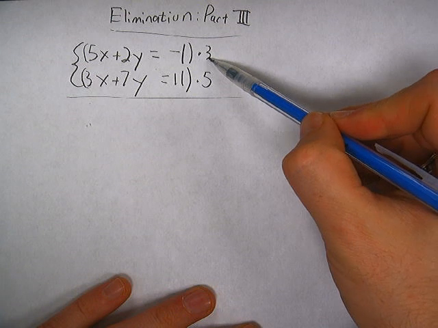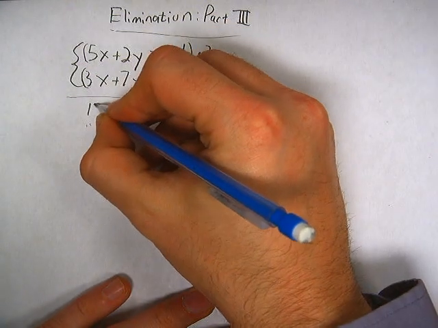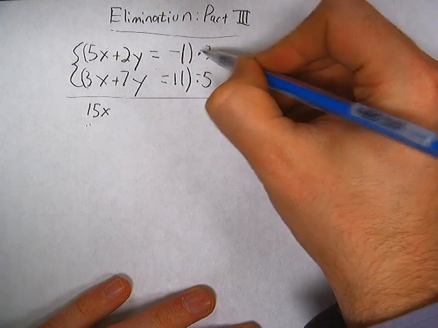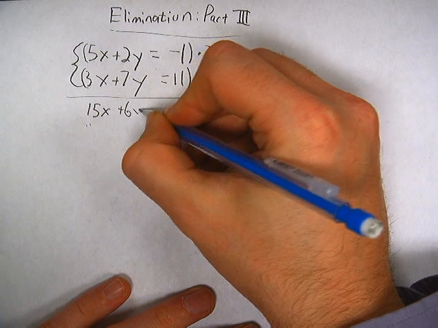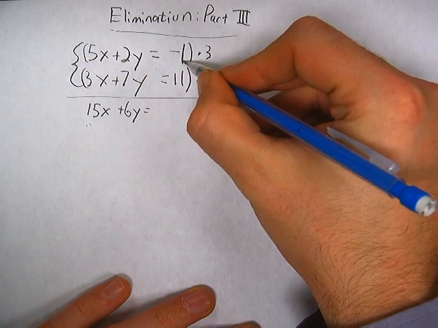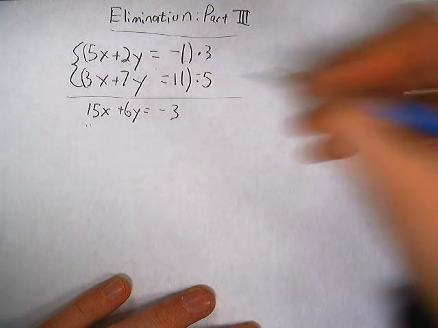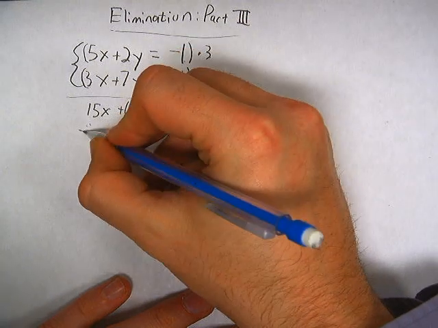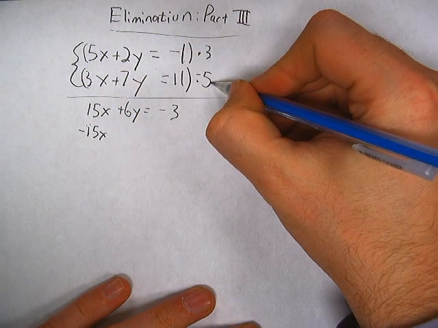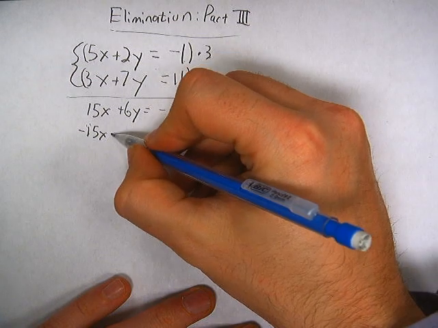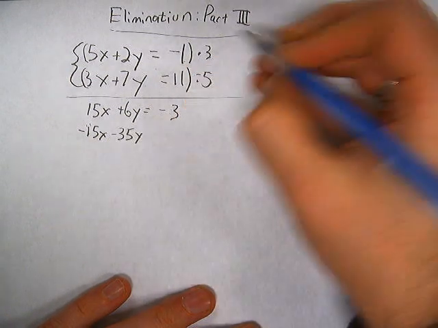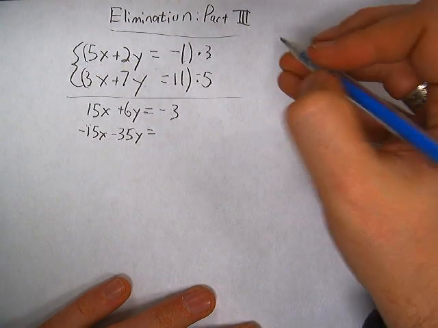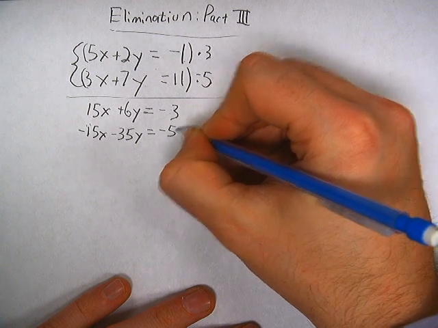Let's go ahead and distribute those. 3 times 5x gives me 15x. Oh, I have to do it on bottom and I didn't write it. Now 3 times 2y gives me plus 6y is equal to 3 times -1 gives me -3. Now distribute the bottom. -5 times 3x gives me -15x. -5 times 7y gives me -35y. Equal mark comes down. And then -5 times 11 gives me -55.